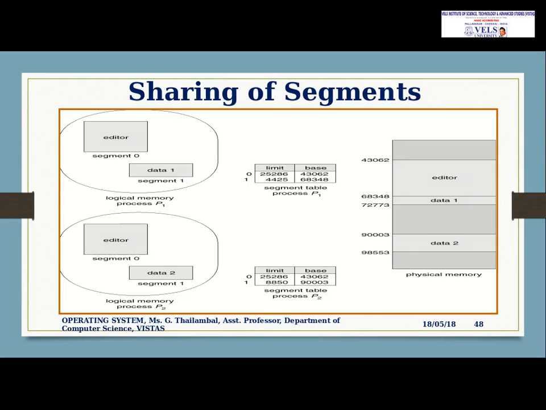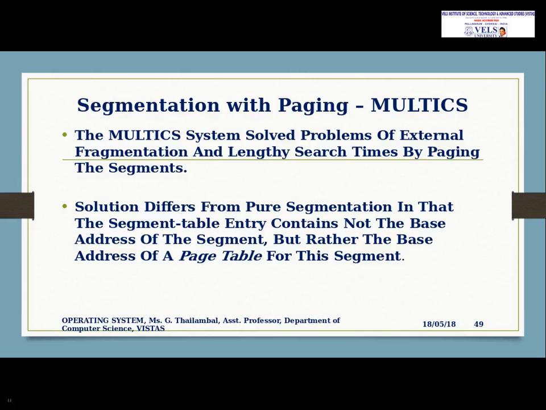You check the segment table for both the processes. The segment table for process P1 has segment 0, the limit is 25,286 and the base is 43,062. At location 43,062, the editor is there, and it has a length of 25,286 lines, and it ends at 68,348. That means you add the base with the limit, and you find the end address of that particular editor. The same base address and limit value will be available in the segment table of process P2, because it is sharing the editor which is residing once in the physical memory. So the sharing of segmentation is also possible, right?